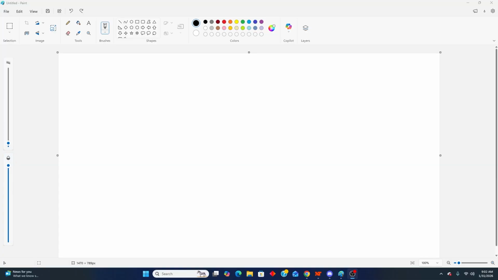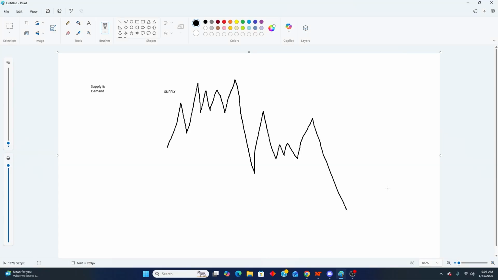What is supply and demand really? Let's keep things simple. Supply is where sellers took control and caused a strong drop. Demand is where buyers stepped in and caused a strong rally. We're not marking up random support and resistances. We're marking up the origin of strong moves combined with support and resistances in market structure to find supply and demand. Right? Now, I drew a whole little market thing right here.